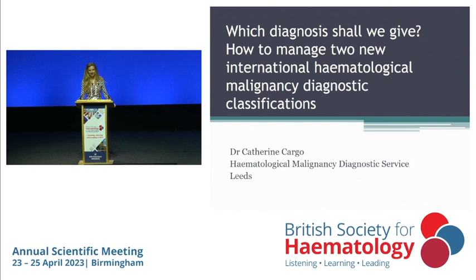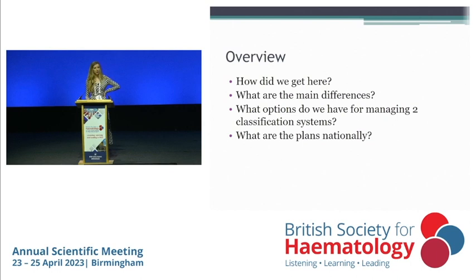So what we're going to talk about today is which diagnosis shall we give and how to manage these two new international hematological malignancy diagnostic classifications. So just a quick overview of what we're going to talk about. We're going to talk about how did we get here? What are the main differences between the classifications? What options do we have for managing the classification systems? And then what are the plans nationally going forward?